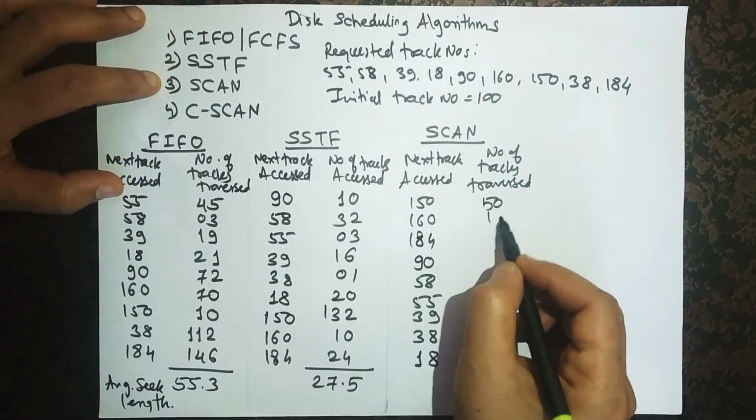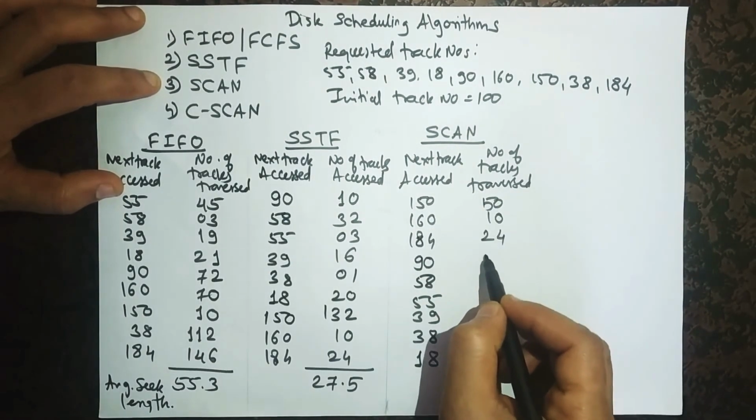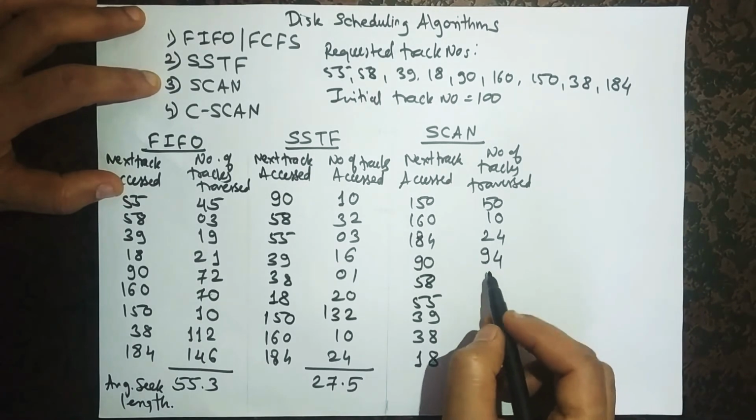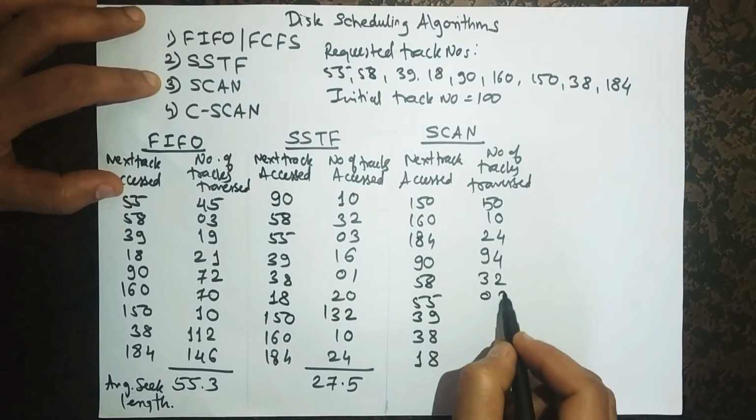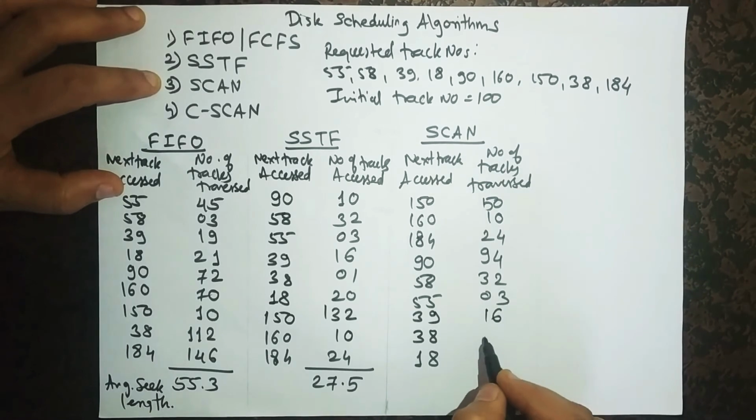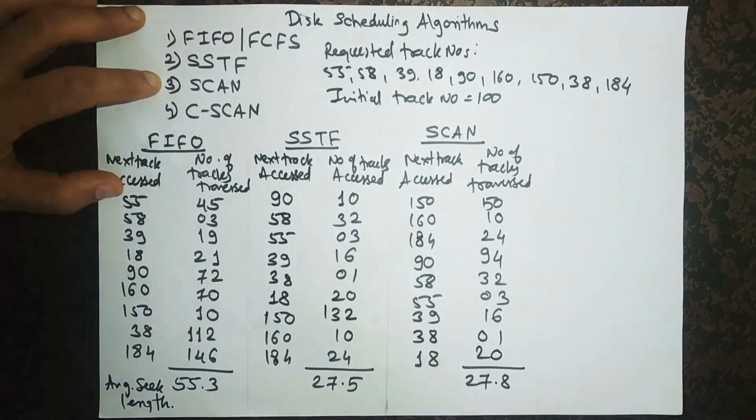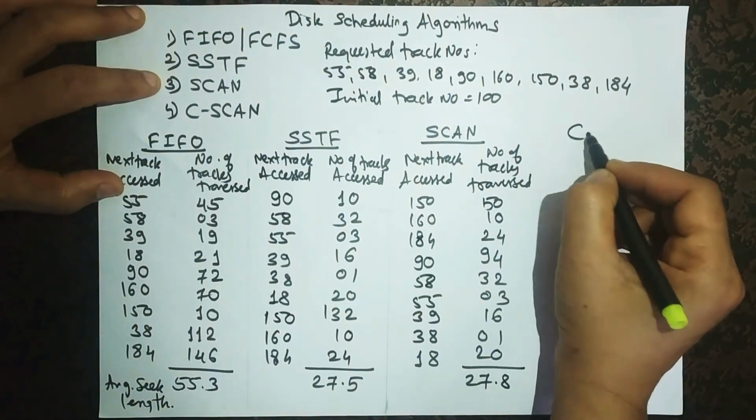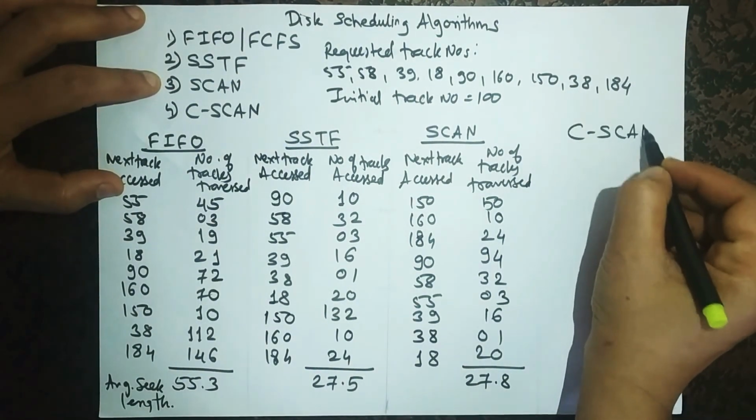Then here we have 10, then 24, then 94, 32, 3, 16, then 1 and 20. So we get the average seek length over here of all these numbers of tracks traversed, which will be equal to 27.8. Now the next algorithm, that is C-scan, which is also called circular scan.